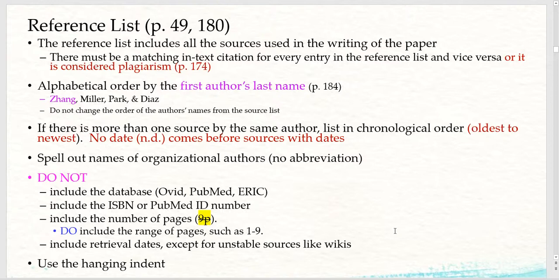If you have organizational authors, then you need to spell out the name of the organization. There's no abbreviations allowed for the organizations. So do not include the database. Don't include the ISBN number or the PubMed number. Don't include the number of pages, but we do include the range of pages. And we don't need retrieval dates except for unstable sources like wikis. And probably you're not going to be using an unstable source like a wiki. And we use the hanging indent.